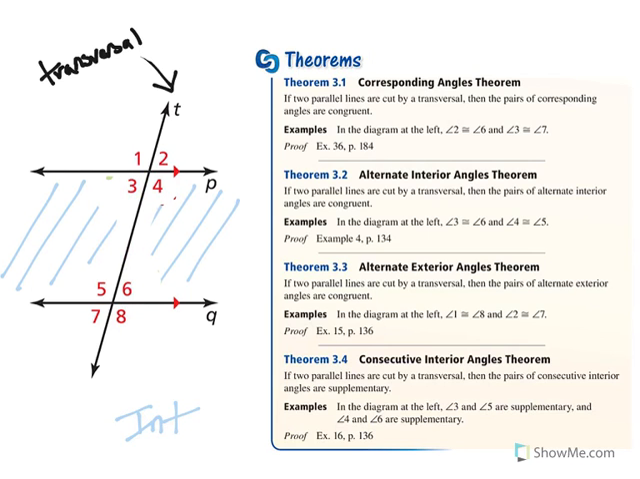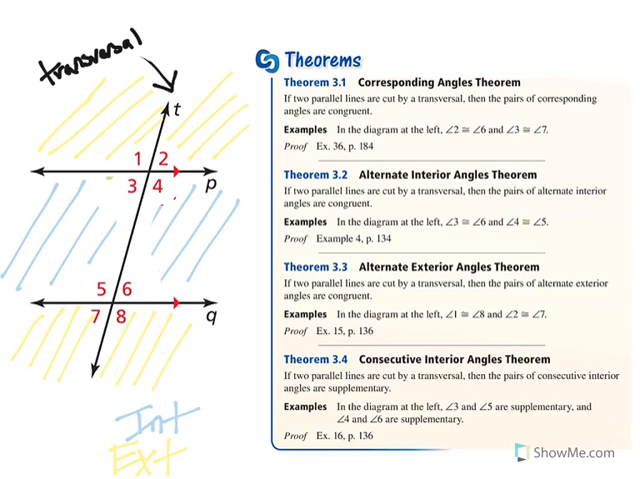Then when we look at the next one, we have alternate exterior. Our exterior is going to be the outside portion. And so I'm going to put it in this light yellow here. So that is my exterior. So alternate exterior is going to be in the exterior. So we're looking at 1, 2, 7, and 8 in the yellow. And again, they're going to be alternate. So I have to cross over my transversal to get to the other side.